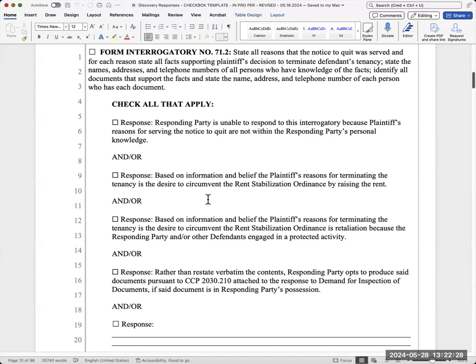And examples of protected activities can be things like getting help from a tenants union to find ways to protect you from being evicted, or reporting to LAHD or some other government agency bad conditions in your unit, ways in which maybe the landlord has not provided you with a habitable unit.